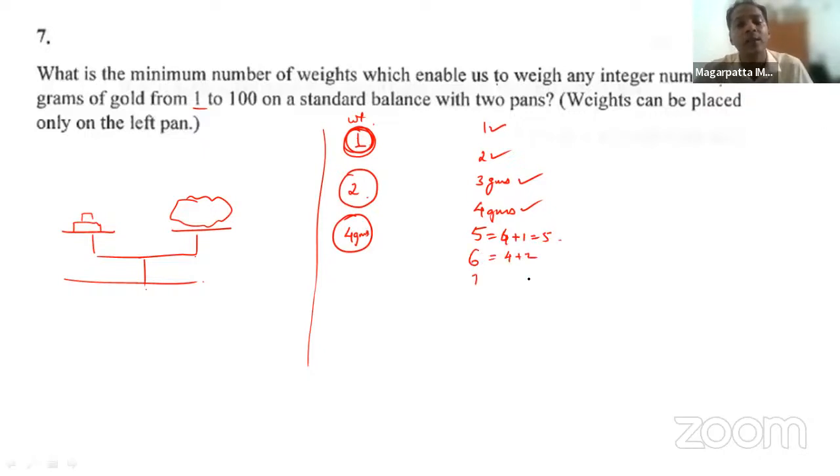Will I be able to measure 7? 4 plus 2 plus 1 is 7. So you'll realize you'll be able to measure all the weights from 1 to 7. The next weight that we'll need is 8 grams. And all these are powers of 2.